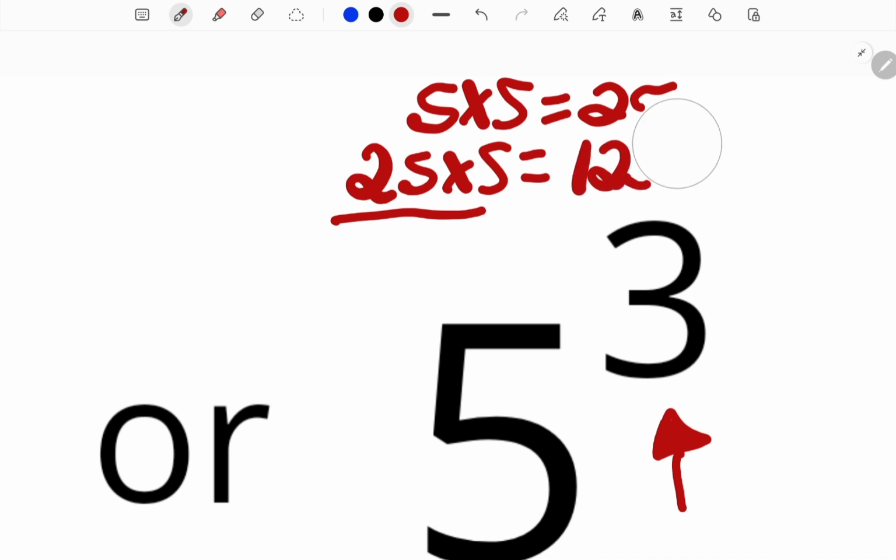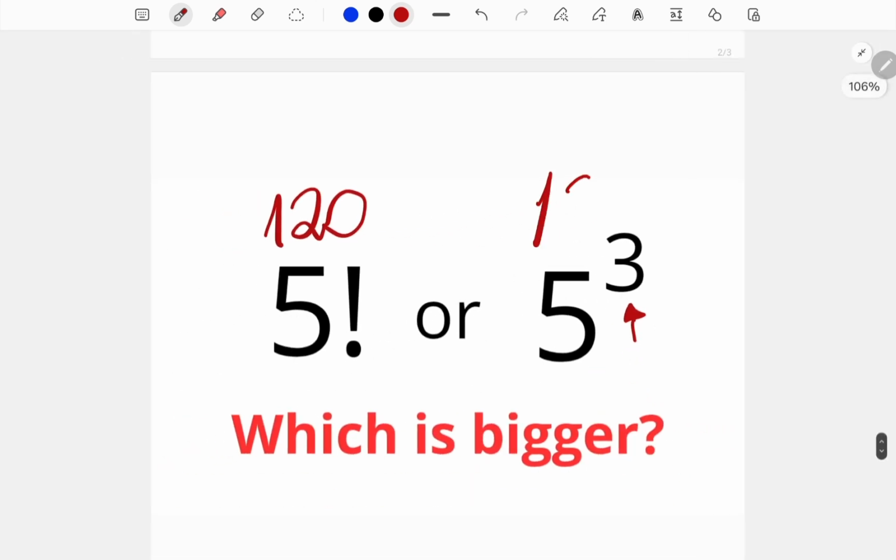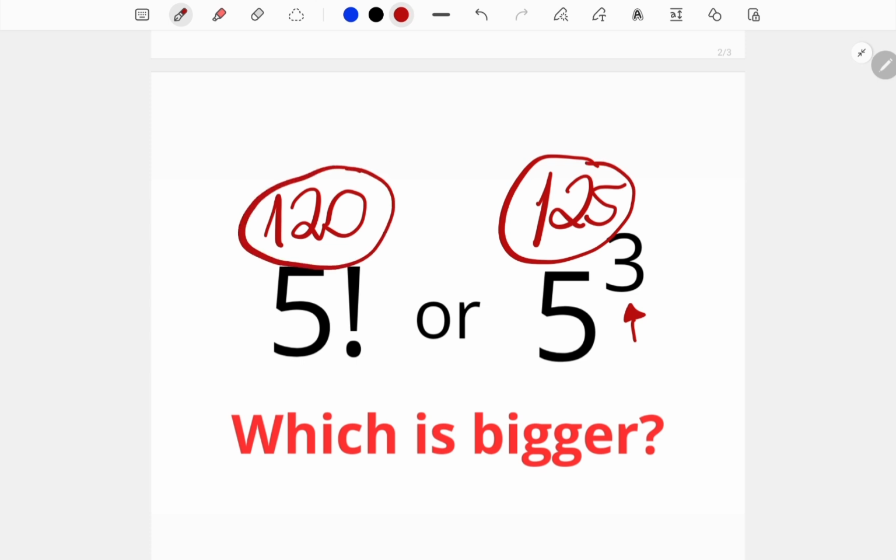Now that we have both results, let's compare them. On one side, we have 5!, which is 120. On the other side, we have 5 raised to the power of 3, which is 125. When we compare these two numbers, we see that 125 is slightly greater than 120. Therefore, 5 raised to the power of 3 is the larger number between the two.